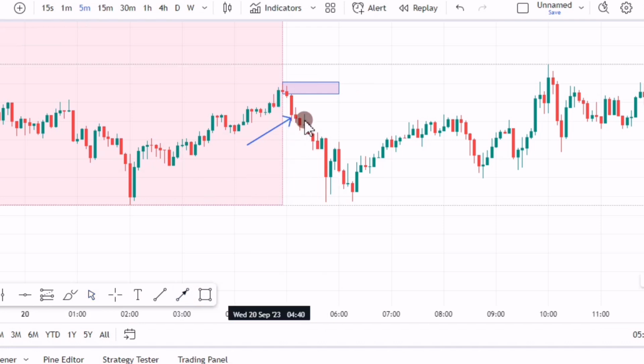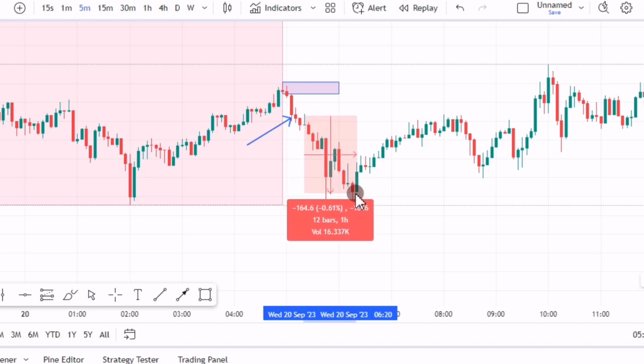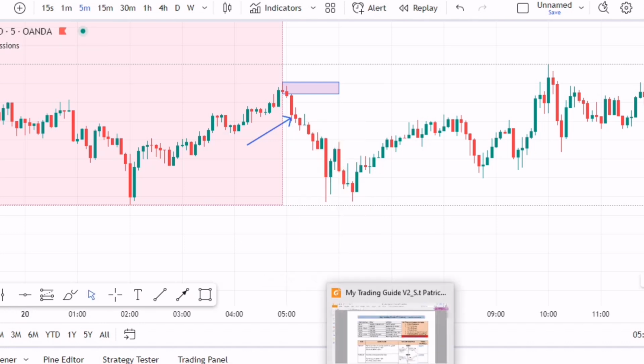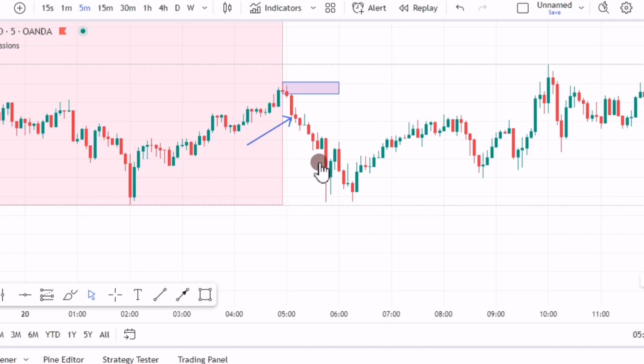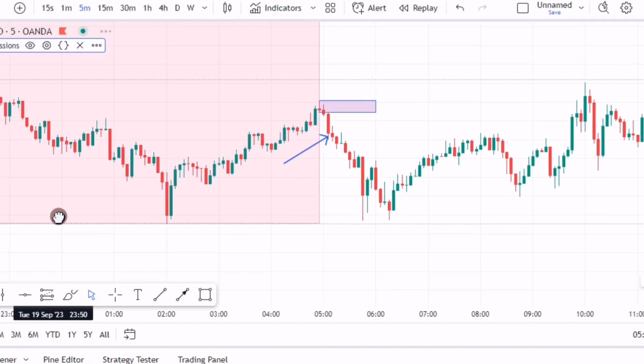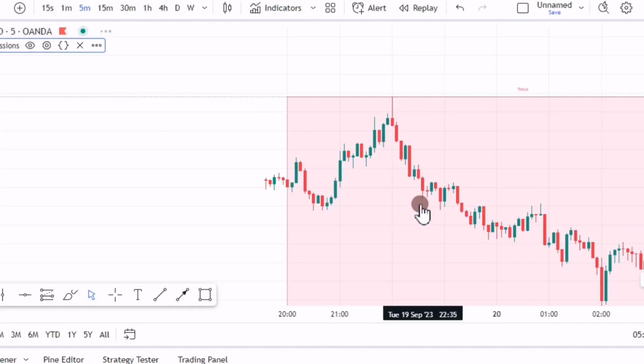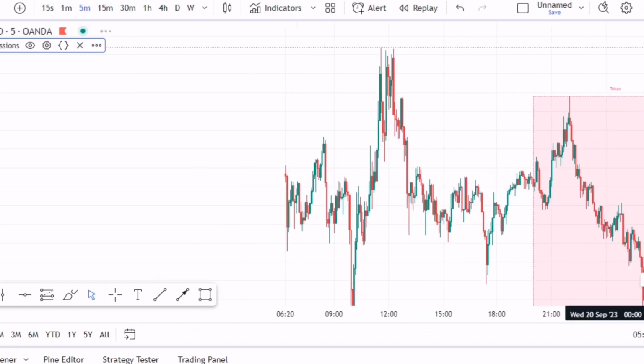How many pips is that? Is it 18? Can't see clearly, but based on my PDF, I don't like showing this PDF because you are supposed to pay for it. At 10 pips, it's your first TP, 20 pips, second TP, TP3 is at 30 pips. I like to get out at second TP. Let's just rush this.